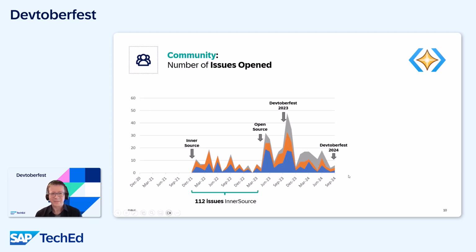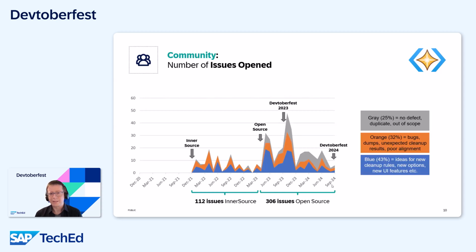So I think we have more than 100 issues in the inner source phase, over 300 in the open source phase. And actually, if you wanted more details, the blue ones are the new ideas. Then we obviously also have bug reports, and then some no defect, duplicate. The section of course is also there. So thank you very much for all the feedback that we've received.